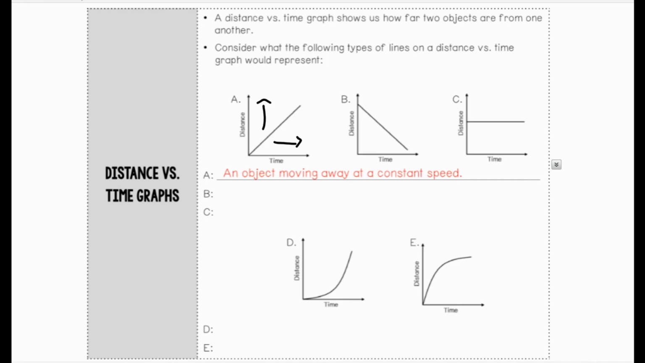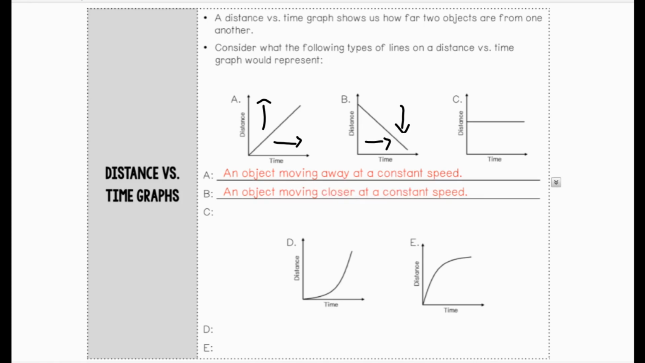Now, if I look at B, notice as time is increasing, my distance is decreasing. So for this example, I'm moving closer at a constant speed. Again, it's constant because I have a straight line. Now C, as time is increasing, my distance is staying the same. So this graph is an object at rest and not changing its distance.